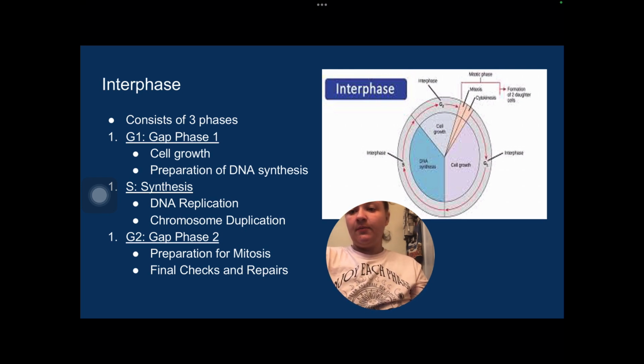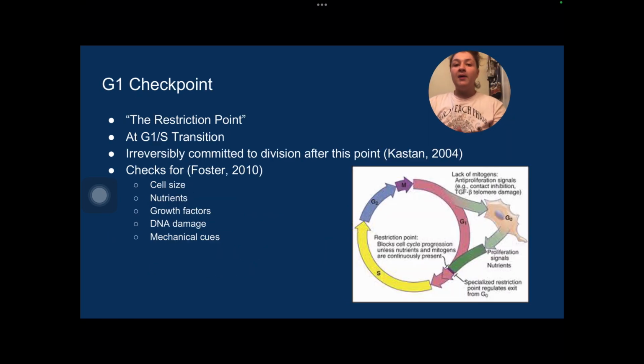The G1 checkpoint, also known as the restriction point or start point, is a critical control mechanism in the cell cycle. It occurs at the end of the G1 phase, just before the cell enters the S phase, where DNA replication occurs. At this point, the cell is irreversibly committed to cell division.